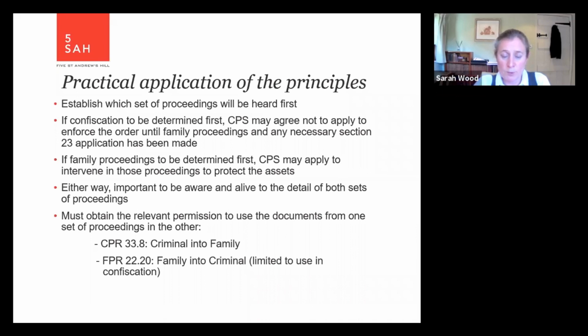And that, of course, is Criminal Procedure Rule 33.8. By the same token, if you want to use documents that have been served within the family proceedings in the criminal proceedings, you will need the permission of the family judge pursuant to Family Procedure Rule 22.20. Next slide, please, Des.